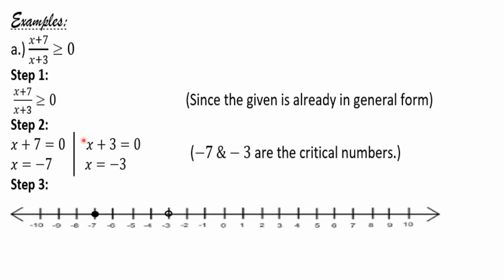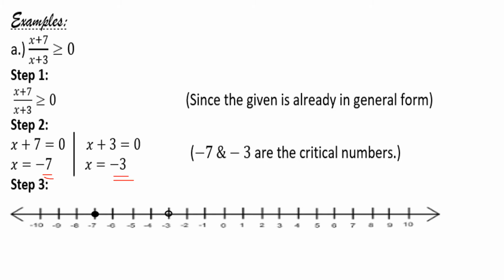So step 2 is to find the critical numbers, that is, equating our numerator equal to 0 and also equating our denominator equal to 0, and solve for x. So we have here x plus 7 equals 0, and x becomes negative 7. And the other critical number is x plus 3 equals 0, and x equals negative 3 is our answer. Negative 3 and we have here negative 7.